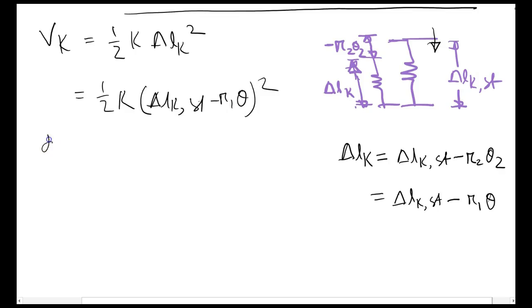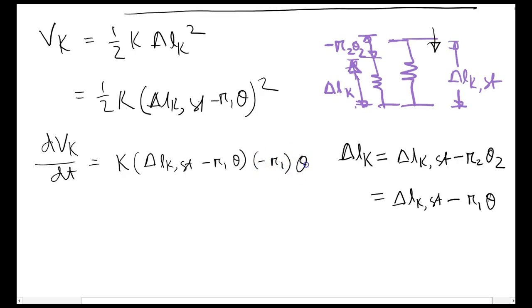Now we want to differentiate this Vk with respect to time, and we get K times (static deflection minus R1 theta) times negative R1 times theta dot.